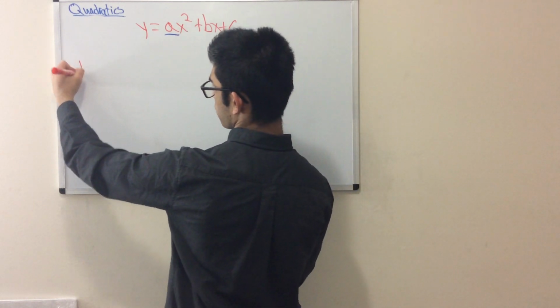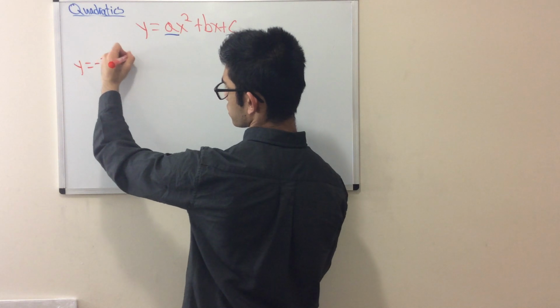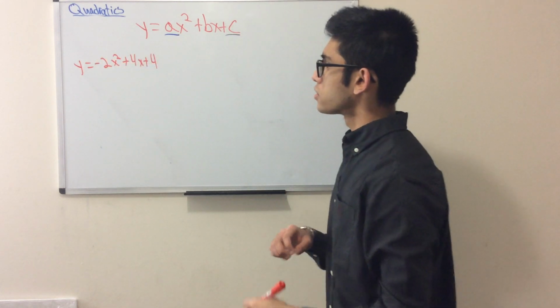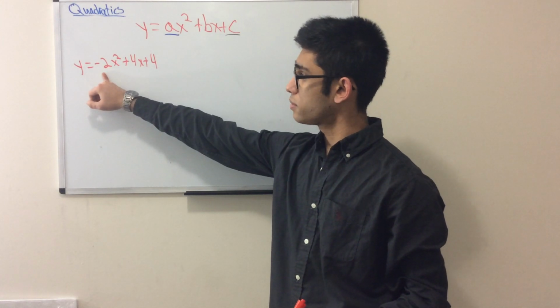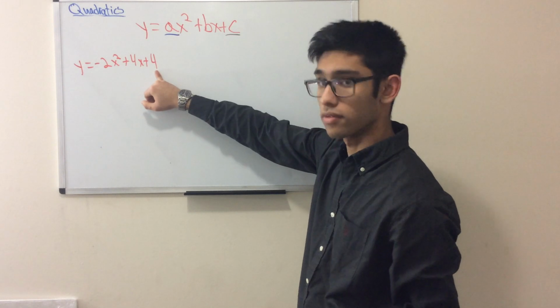So let's talk about this one right here. Let's say we had y equals negative 2x squared plus 4x plus 4, for example, right? So what's the a value here? Negative 2. What's the b value here? 4. And the c here is also 4.